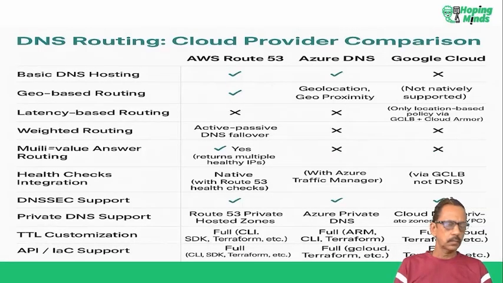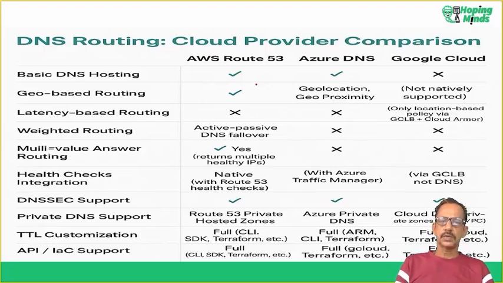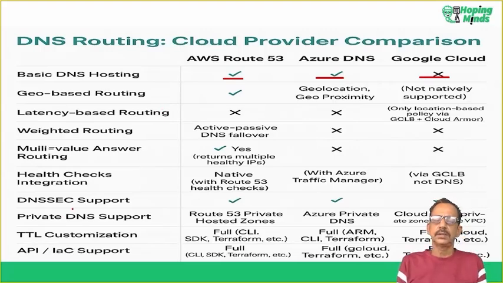Basic DNS hosting is available on AWS Route 53 and Azure DNS, but geo-based location is not available with Google Cloud. So these are the different comparisons: what Route 53 in AWS offers, what Azure DNS offers, and what Google provides.